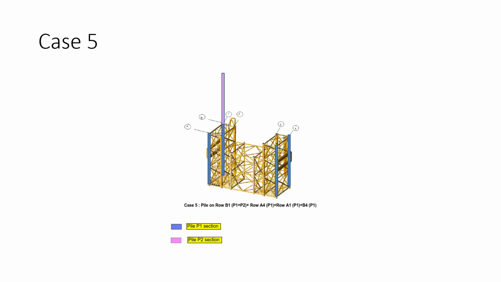Actually, bare jacket case 1 is the governing case for sliding. But here, definitely sliding will be okay. There is no problem, no issue at all, because you are increasing the vertical load.